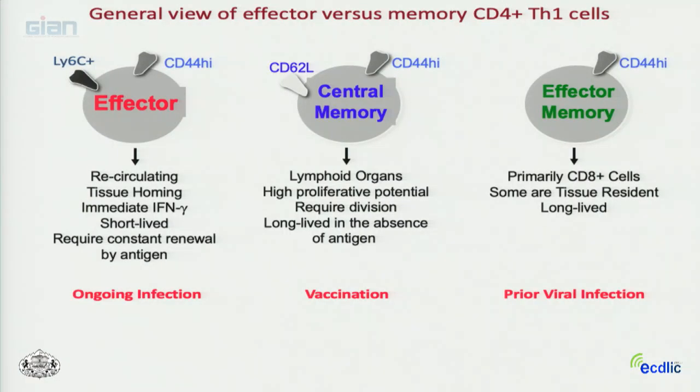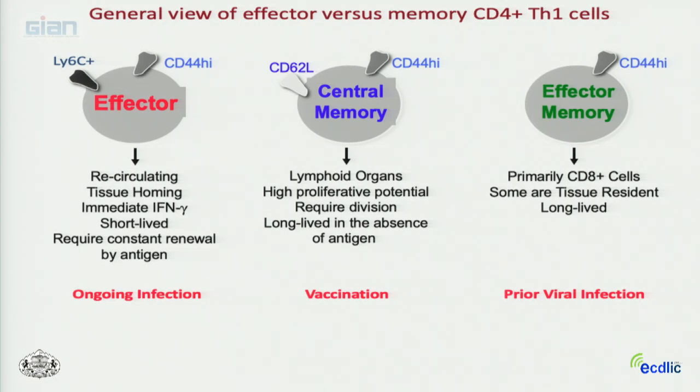Central memory cells will do the same. They will give rise to effectors, but they take a while. They have to receive antigen from the periphery to the draining nodes. They have to undergo proliferation. They have to differentiate into cytokine secreting cells, and then they have to recirculate, retraffic back to the periphery, to these peripheral sites of challenge. So it takes much longer. So these can be maintained by ongoing infection. These don't require antigen. These are much more long-lived even in the absence of antigen.